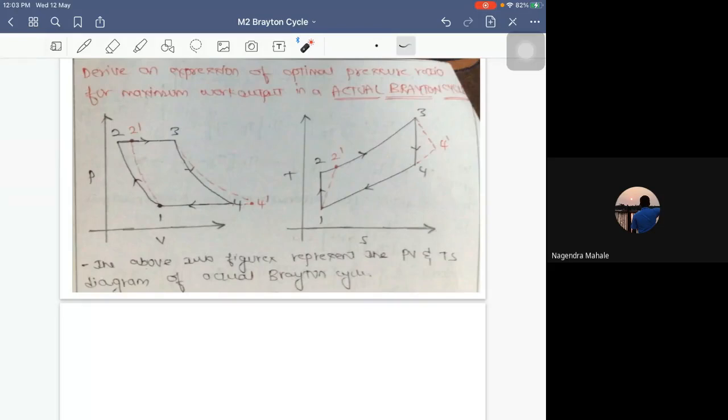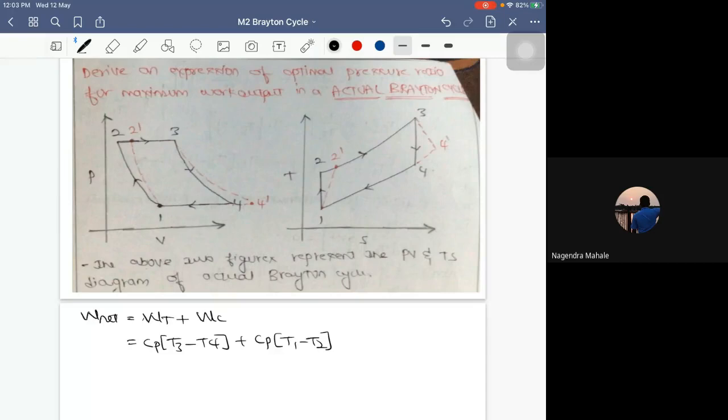So same thing again, W net. You calculate the value of W net. Again, there are only two work done. Same case. So it is WT plus WC. So I will be writing directly it is Cp into T3 minus of T4 plus Cp into T1 minus of T2. Considering it for unit mass.